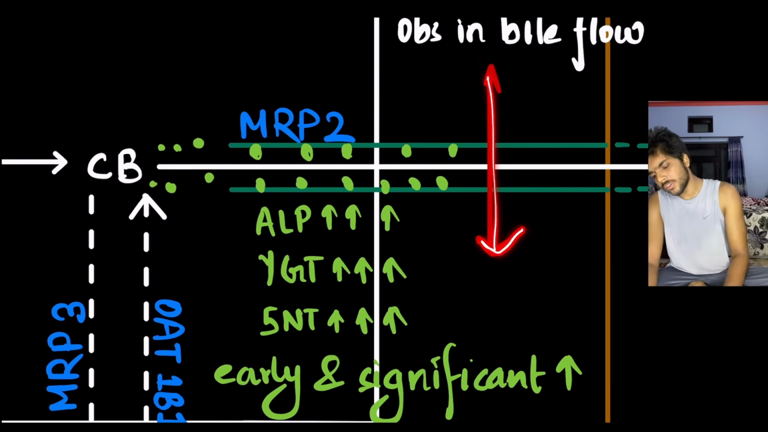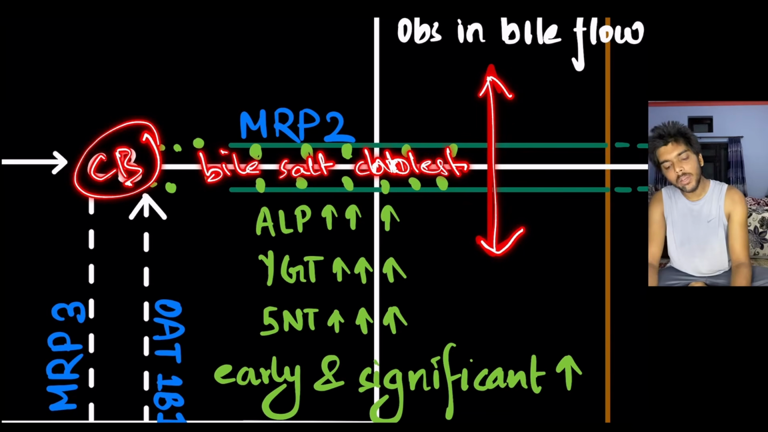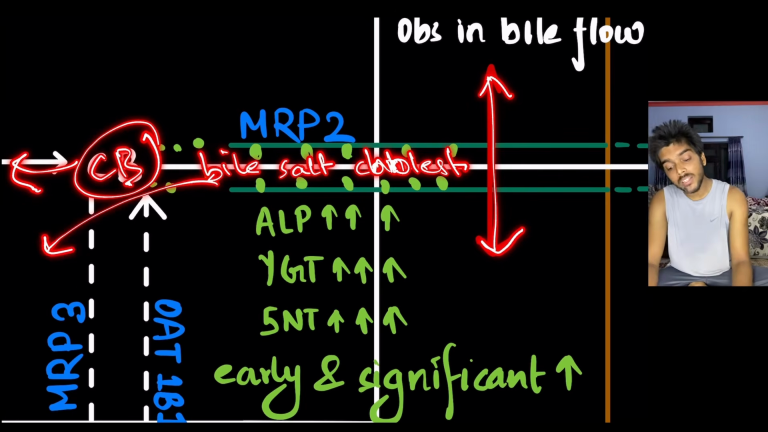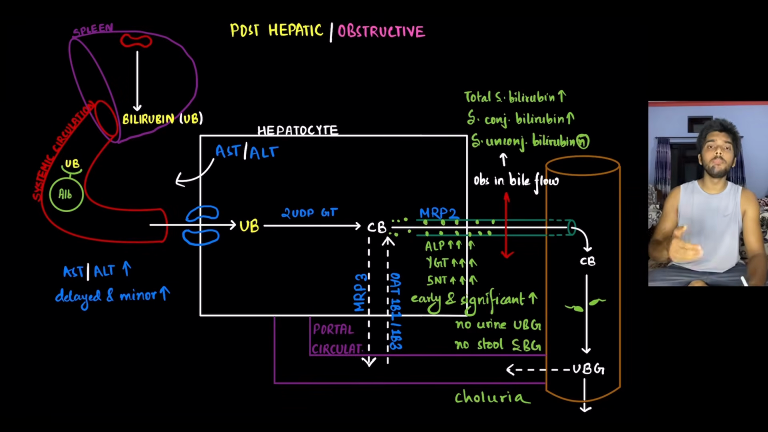When there is obstruction, it's not just the conjugated bilirubin that is being obstructed, right? It is the bile salt that is being obstructed. It is the cholesterol that is being obstructed. So conjugated bilirubin is pushed back to circulation, resulting in conjugated hyperbilirubinemia. But at the same time, bile salt and cholesterol is also being pushed back to circulation. So there is bile salt in blood circulation, cholesterol in blood circulation.